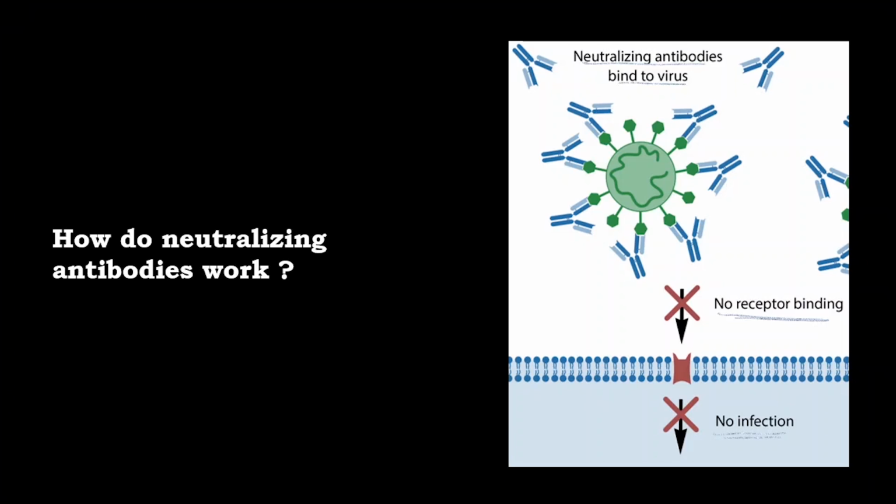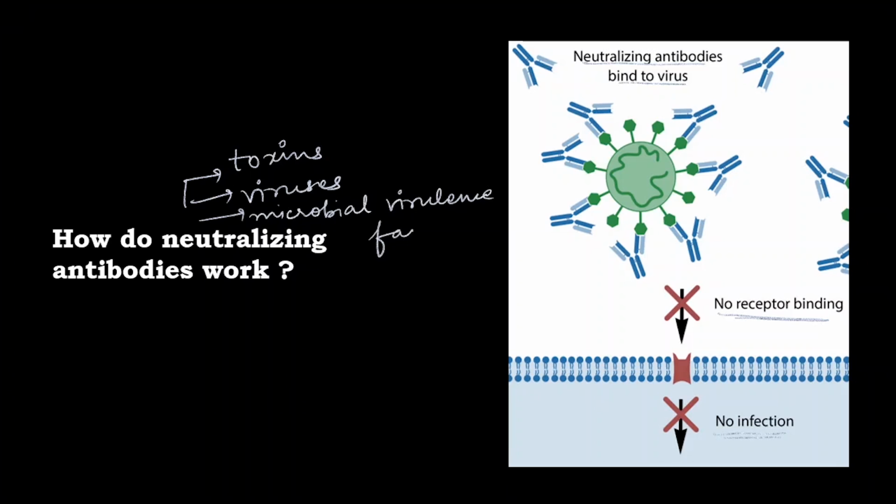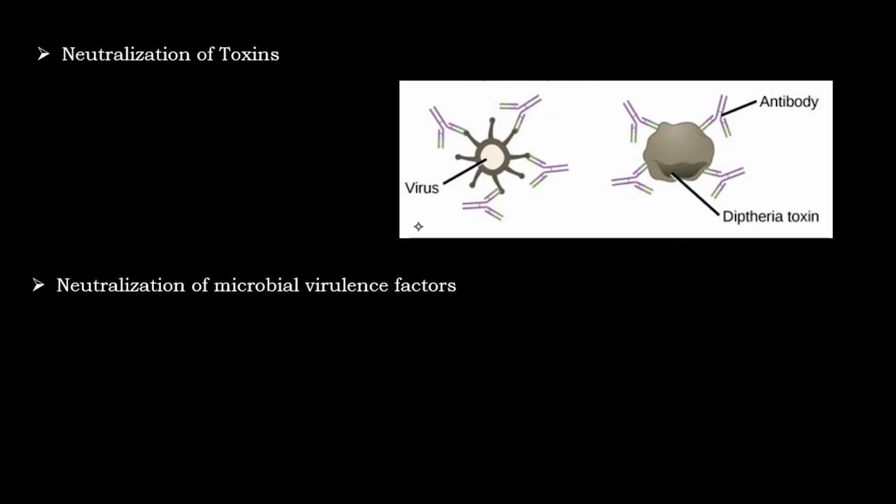Now, neutralizing antibodies can neutralize toxins, viruses, and microbial virulence factors. But this is seen in in vitro conditions. So now let us see one by one. Neutralization of toxins: how does the neutralization of toxin occur?